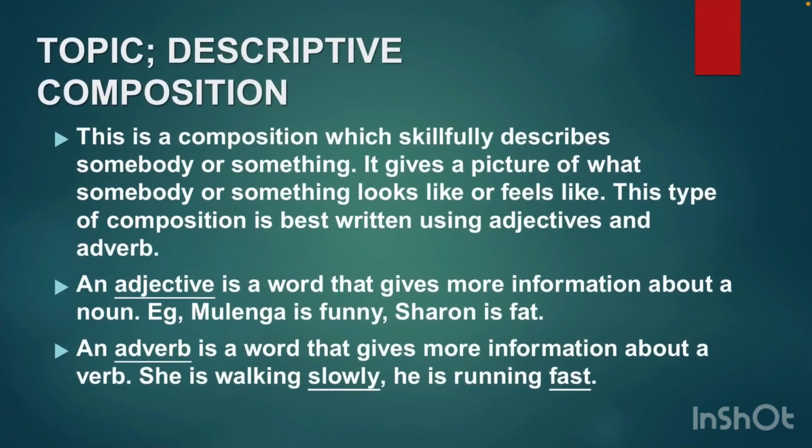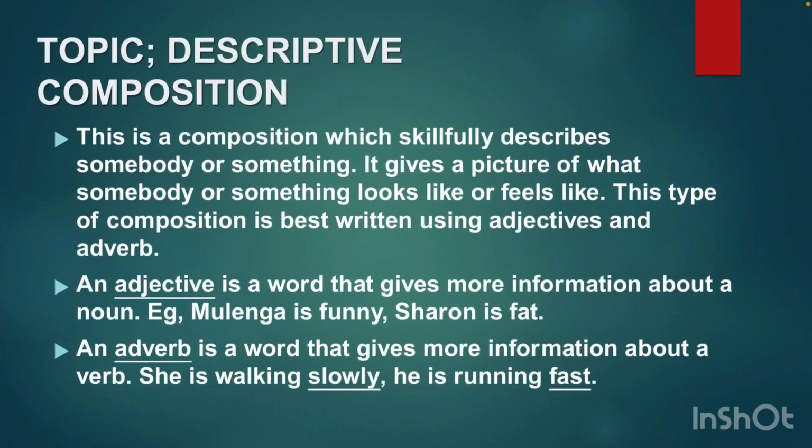Let us talk about a descriptive composition. You cannot write something that you do not know. What is a descriptive composition? From the name descriptive, it is a type of composition which skillfully describes somebody or something. Not just a matter of describing, but skillfully, meaning there is a specific order, a specific format that is being followed here.